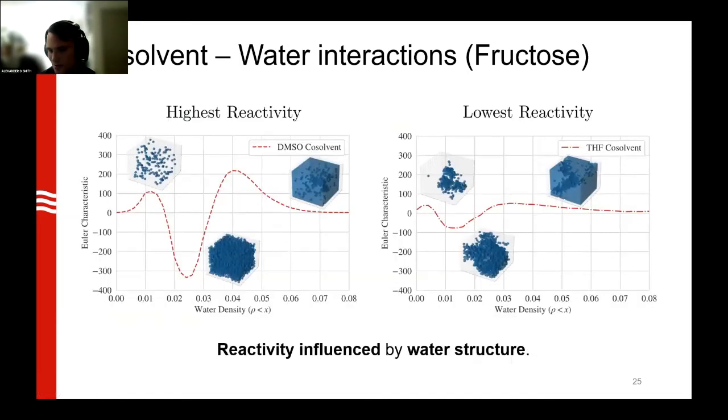So what we're seeing here is really a connection to the chemistry of the system. The highest reactivity for fructose is given by DMSO, and the lowest reactivity for fructose is given by THF. What's interesting is that when we look at the left-hand side, DMSO is going in and interrupting the interactions between different water molecules. DMSO is coming in and stopping water from forming these really dense hydrogen bonding networks, and so we get water that's more evenly distributed near the central molecule.